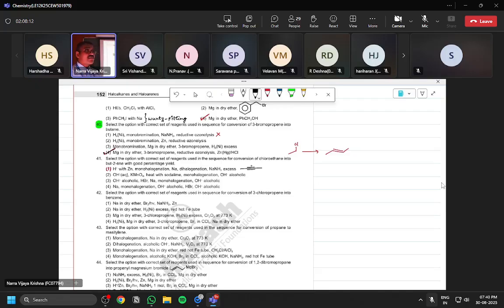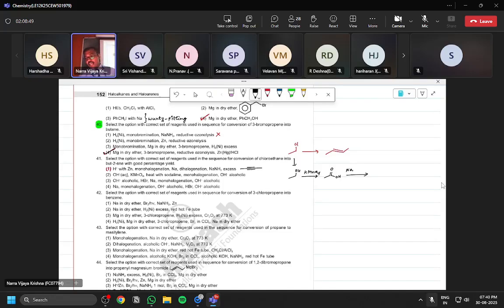Now come to option 2. OH minus aqueous, an aqueous base, converts it into alcohol. Now we are using KMnO4, a good oxidizing agent, so this will convert it into carboxylic acid, because KMnO4 is a strong oxidizing agent. Alcohols will be converted to acids. If it's a mild oxidizing agent, primary alcohols will stop at aldehydes. Next, what are you doing? Heating with soda lime.